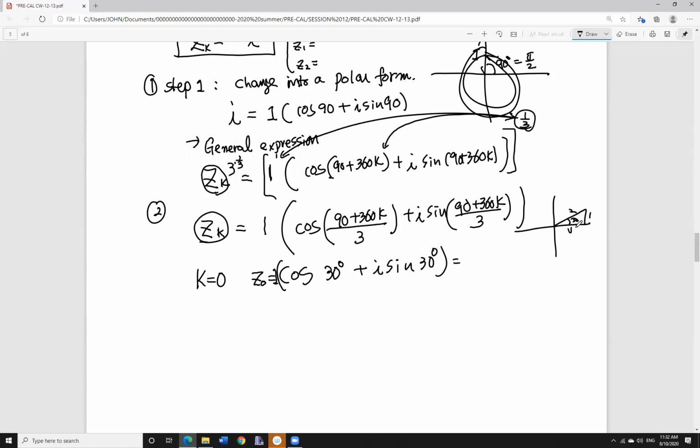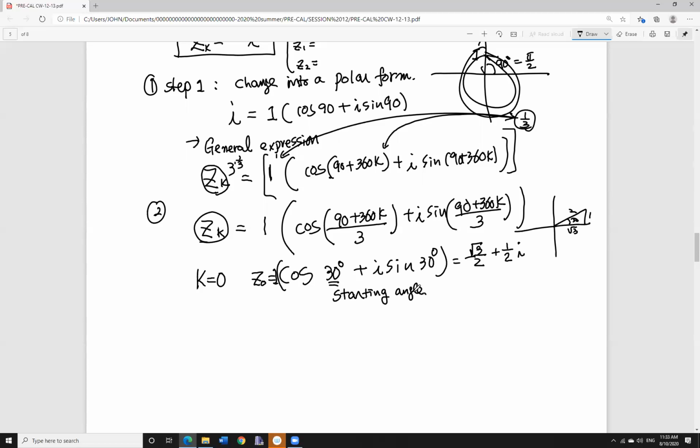2, 1, root 3, right? They are all positive, right? So 1 over 2. Root 3 over 2. That is your cosine 30, okay? Adjacent over hypotenuse. So i sine 30. So i times sine 30 is how much? 1 over 2. So it will be 1 over 2i. That's the first root. This is our starting angle of this root, okay?